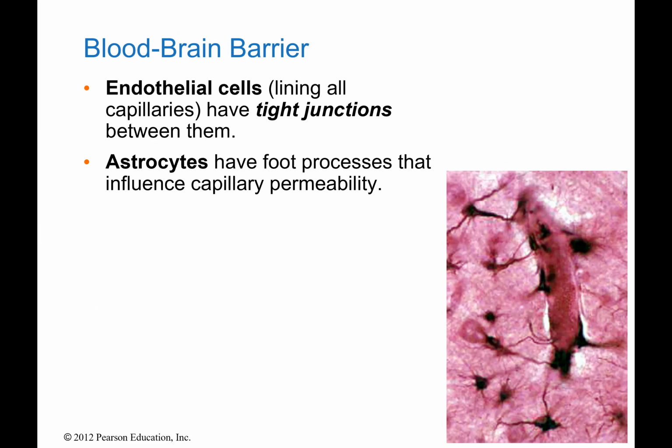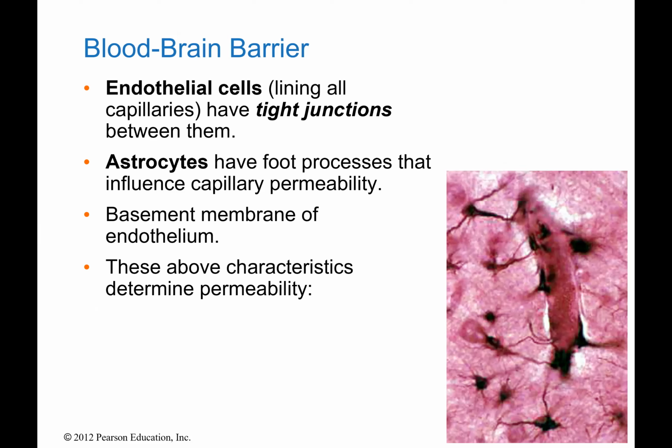In addition to these tight junctions that the endothelial cells have, astrocytes, which are a glial cell, have processes that play a role in capillary permeability. What happens is these foot processes of astrocytes wrap around a capillary and make the capillary wall essentially even thicker, more difficult for substances to pass through. So this affects the permeability characteristics of the capillaries, of the blood-brain barrier.